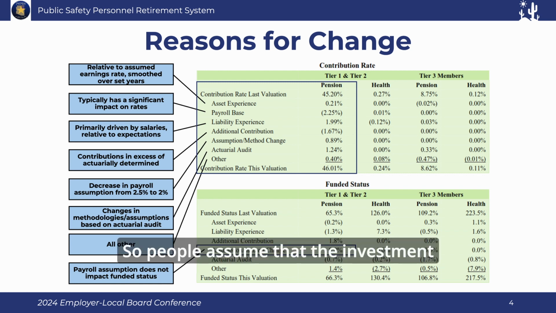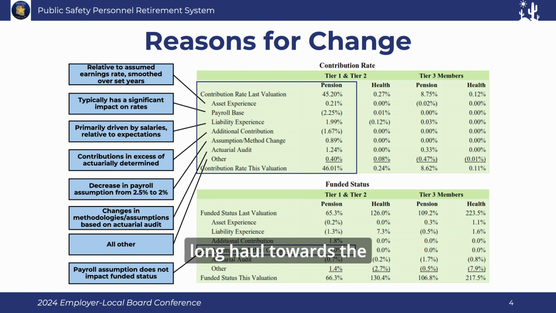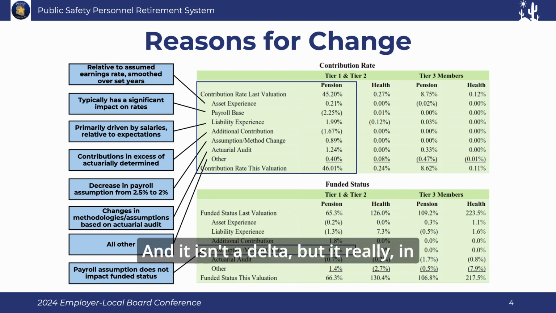So people assume that the investment returns are having this huge driver, but we're tracking pretty close over the long haul towards the assumed rate of return. And it isn't a delta, but it really, in the overall scheme of things, isn't the primary driver.